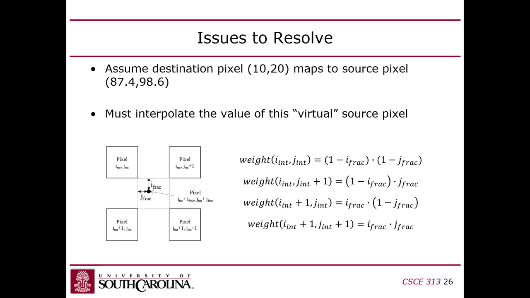So then I have four weights, and I just multiply those four weights against the four corresponding pixels and add them up, and I get a mixed value that's in the middle. You guys with me? So it's just a weighted average.